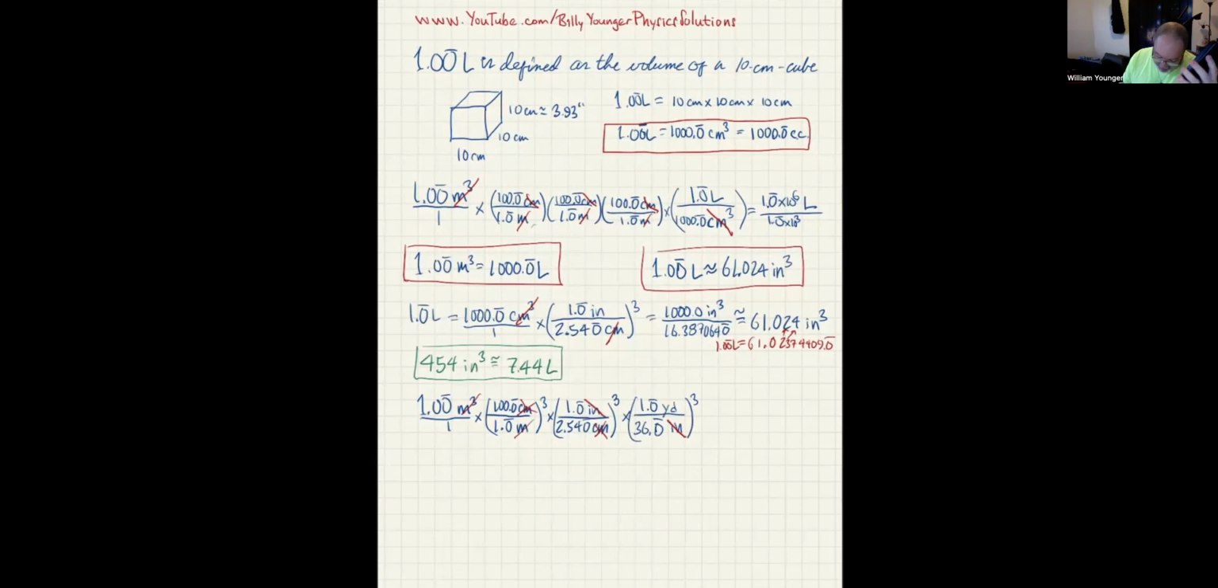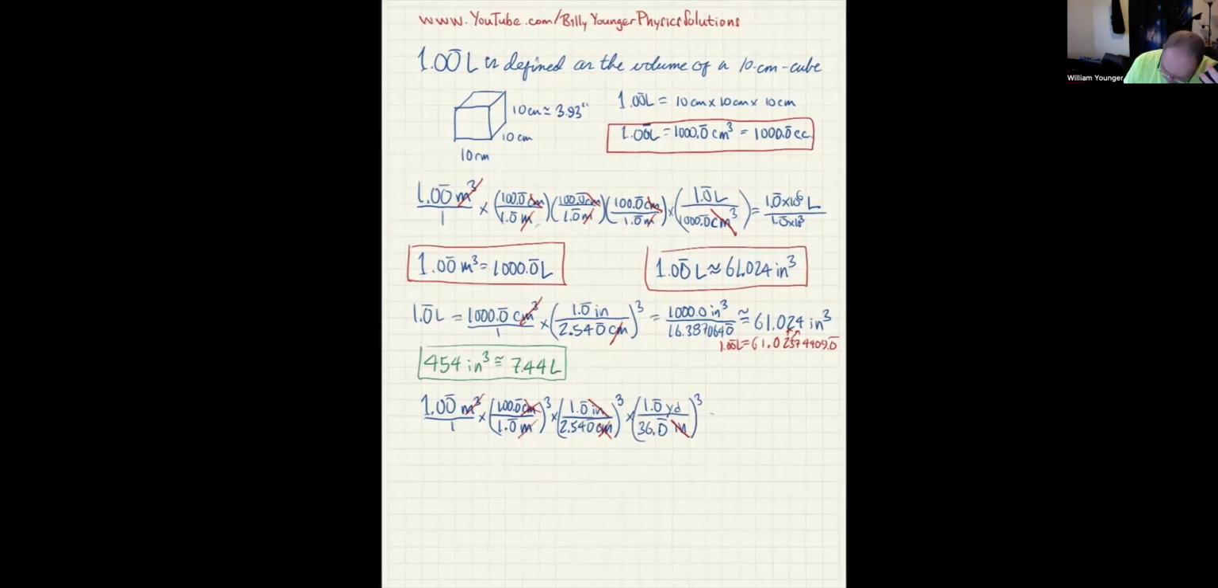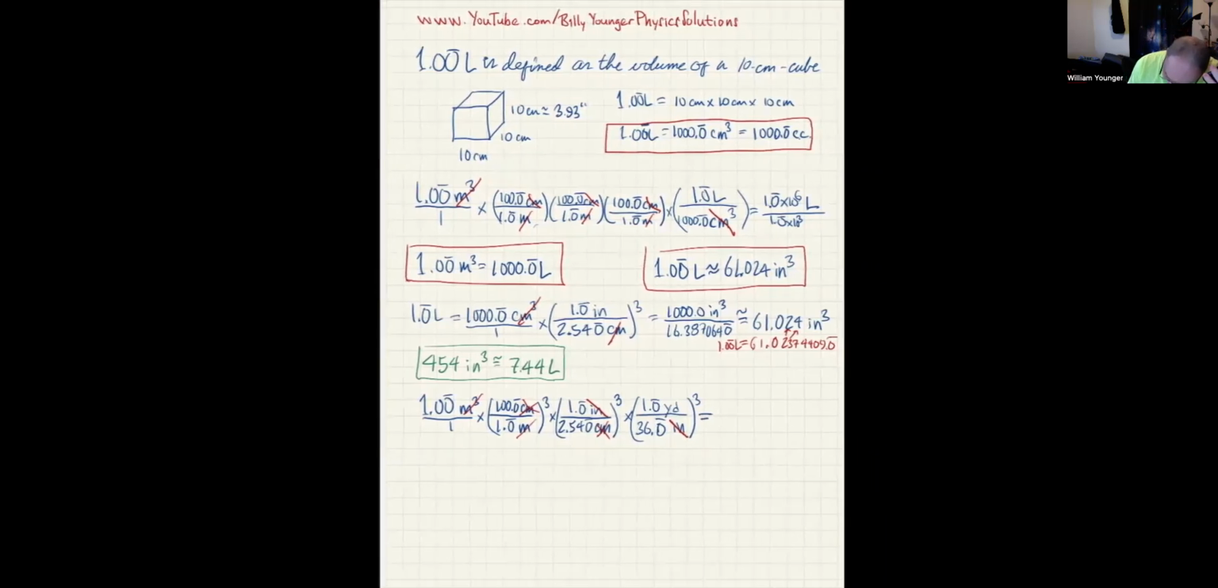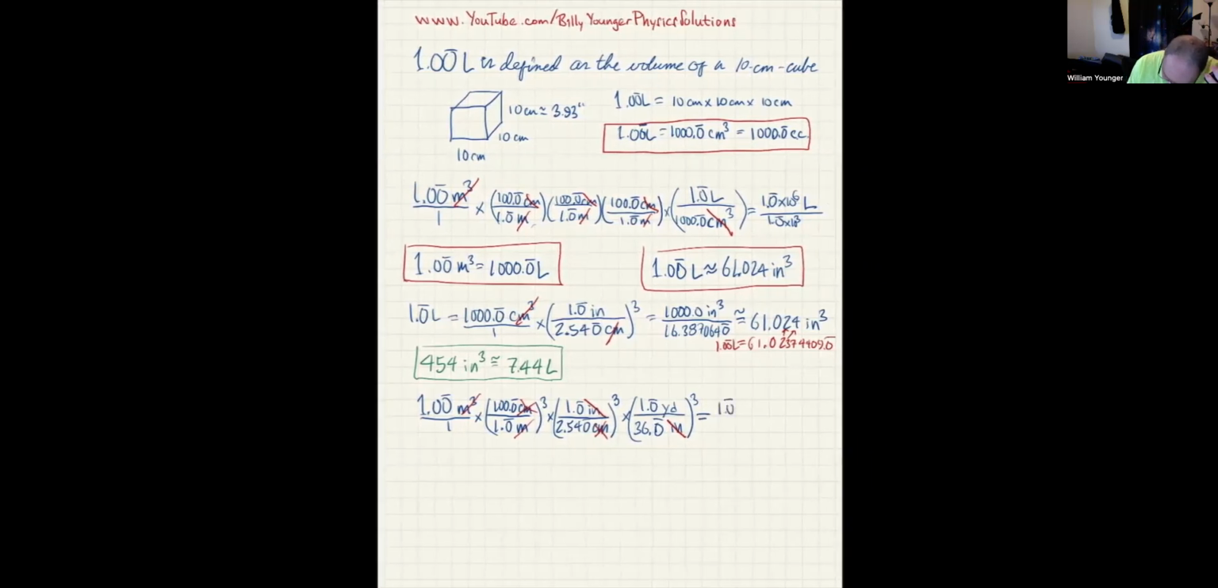So that gets rid of my inches cubed. Now again, I just multiply all the numerators times each other and get a new numerator. In this case, it's 1 times 100 times 100 times 100. That's 1.0 with a bar over it times 10 to the 6th. And the unit left is a cubic yard.